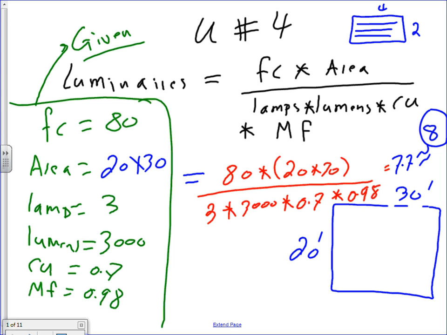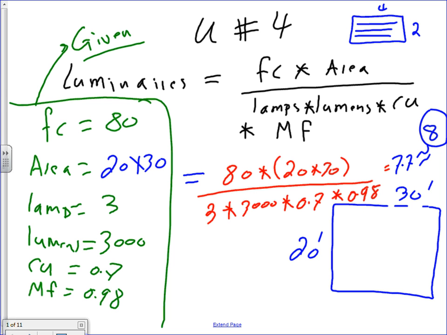Okay. I can't emphasize this enough. Everything on this side is given to you. Okay? Here is the area. Everything is on this side. And the question would be, Jeff, my friend, could you please find how many fixtures I need in this room? And lay them out.